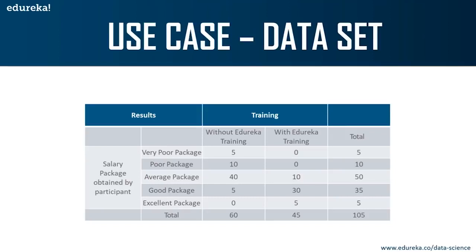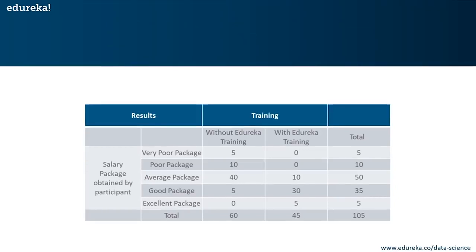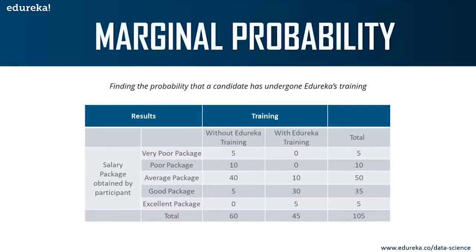So guys, basically you're comparing the salary package of a person depending on whether or not they've enrolled for Edureka training, right? This is our data set. Now let's look at our problem statement. Find the probability that a candidate has undergone Edureka's training. Quite simple. Which type of probability is this? This is marginal probability, right?